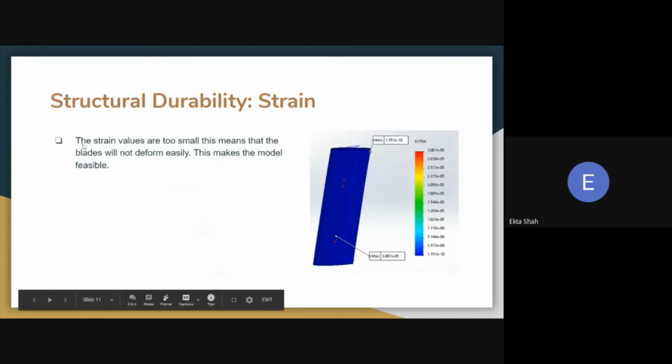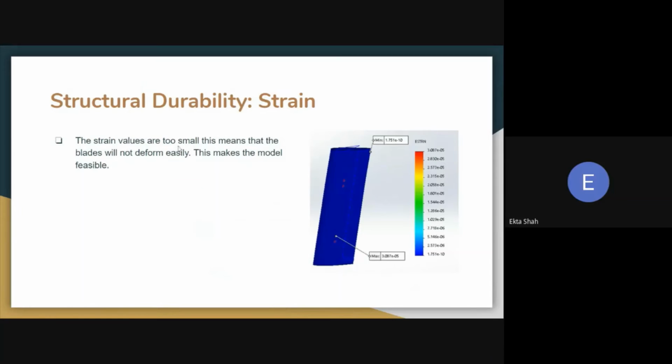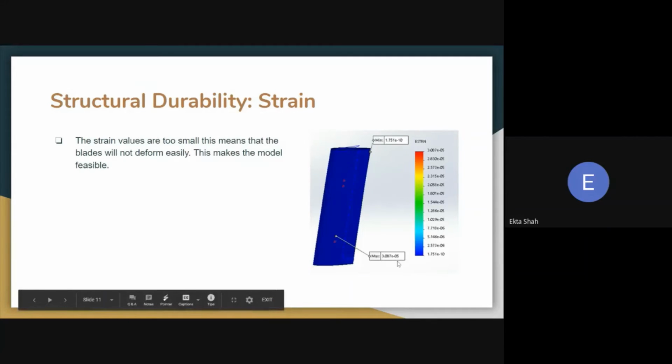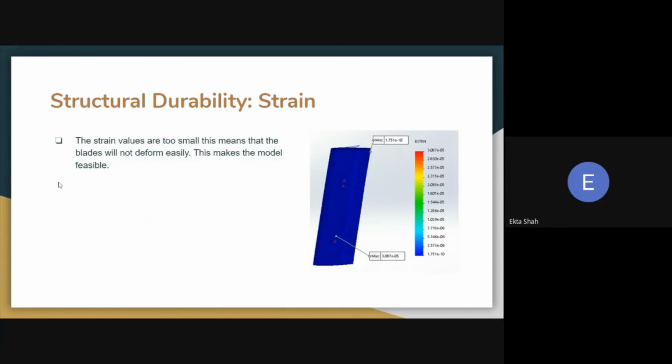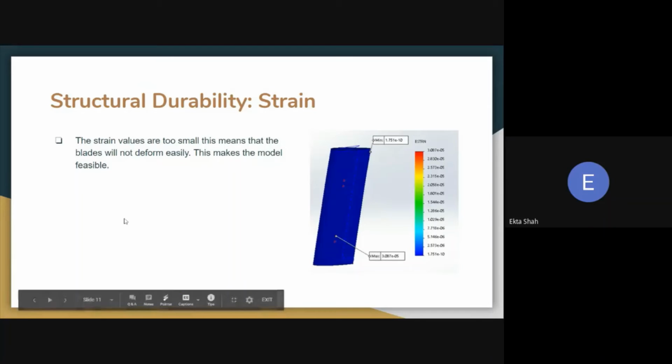That is a section where the maximum stress is felt. Now for the strain, the model has very small strain values. As you can see, it's times 10 to the power of -5 to times 10 to the power of -10. This means that the blades will not deform easily. And so that means that the model is feasible.